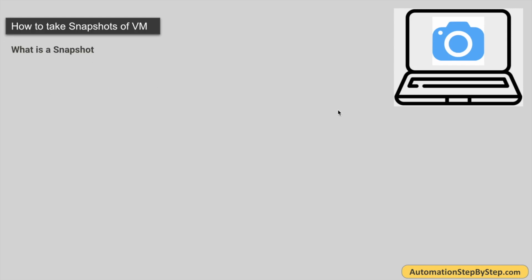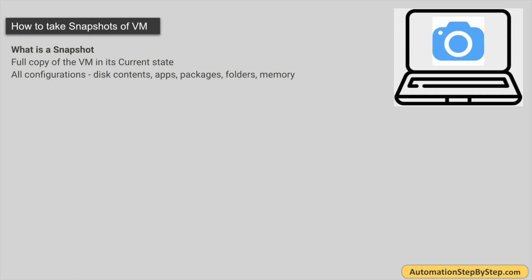So let's get started, and first let us understand what's a snapshot. A snapshot is like a complete copy of your virtual machine in its current state. Whenever you take a snapshot, it will take a copy of your virtual machine's current state and save it in a snapshot folder. It will contain all the software and hardware configuration, disk contents, apps, packages, files, folders, everything. And whenever you want, you can restore your virtual machine from this snapshot. So it is like taking a backup of your machine, and then whenever you want, you can restore your machine using this backup or snapshot.